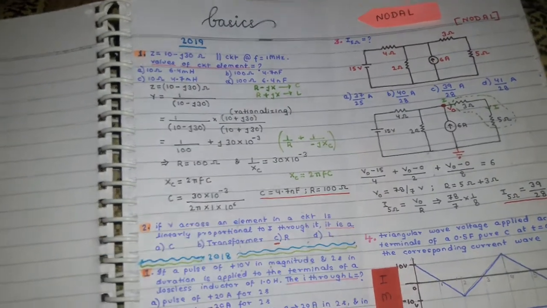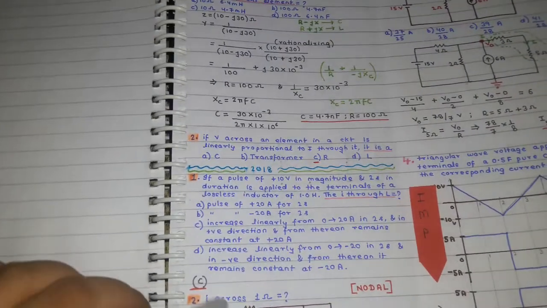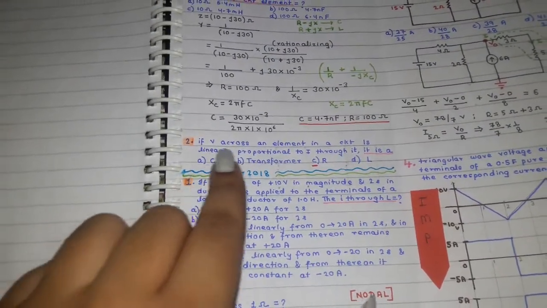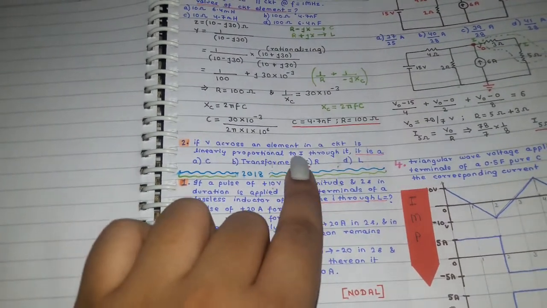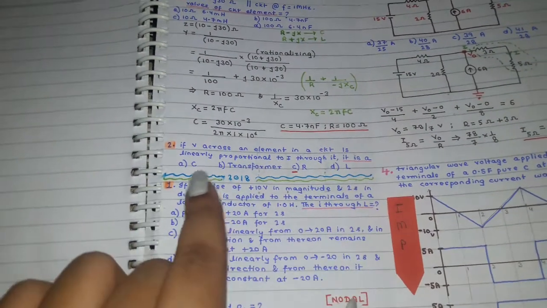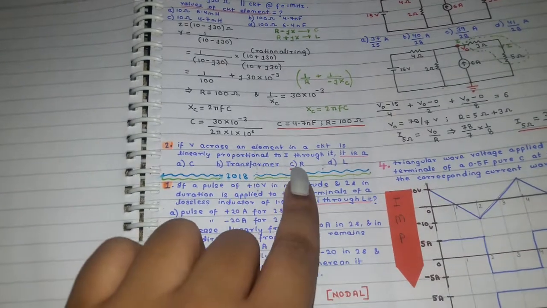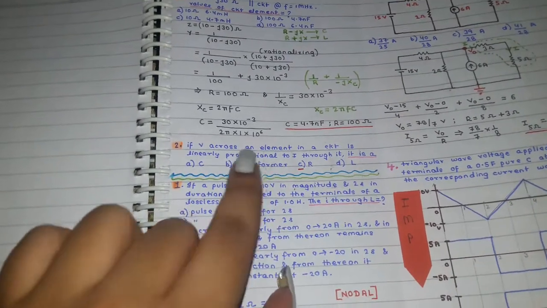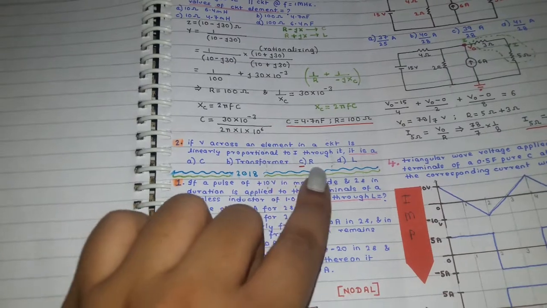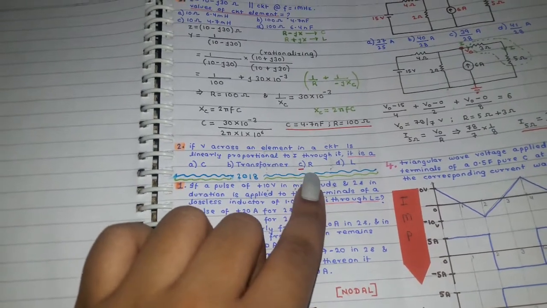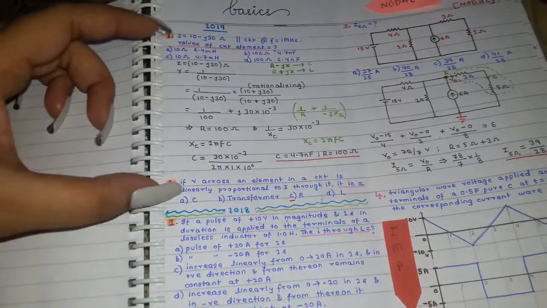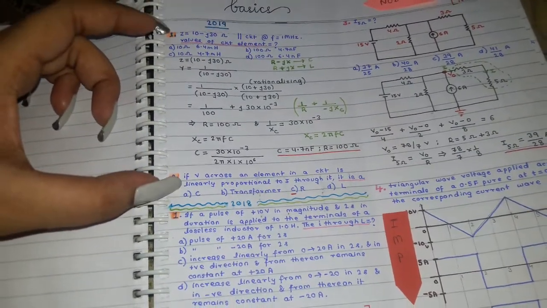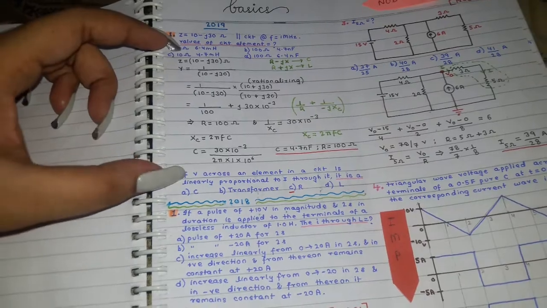Now the next question: if voltage across an element in a circuit is linearly proportional to current through it, then it is a capacitor, transformer, resistance or inductor. Linearly proportional, we know it is resistance, we have studied it in basics. So these are the questions that were asked in 2019. Two questions, one numerical, one theory.